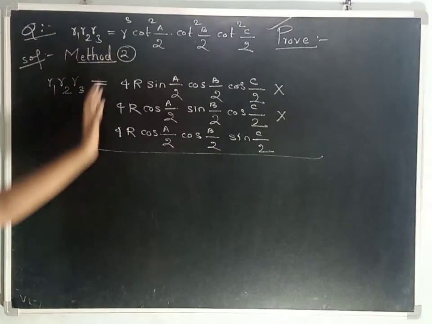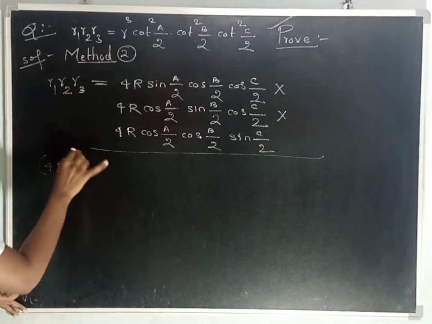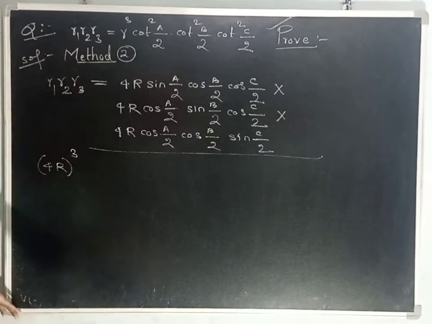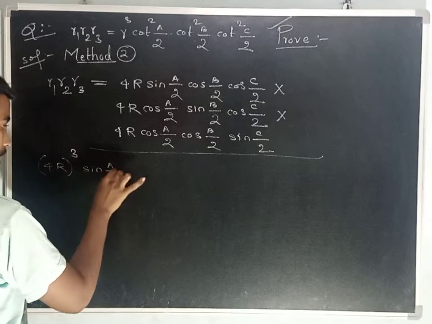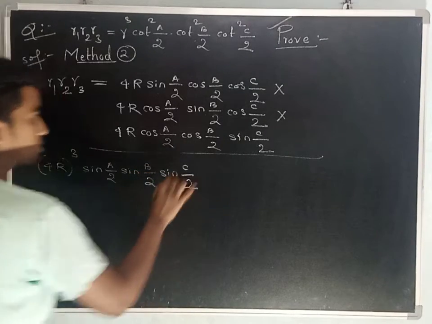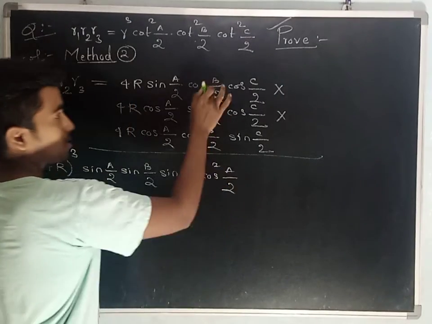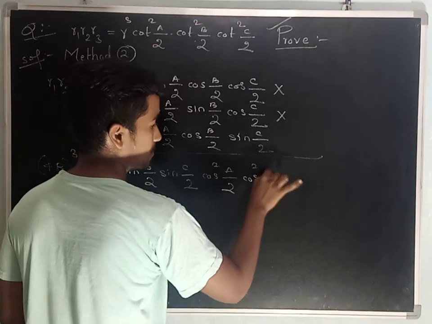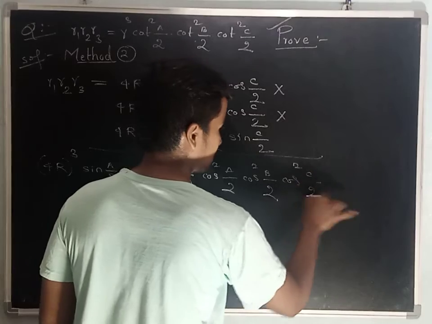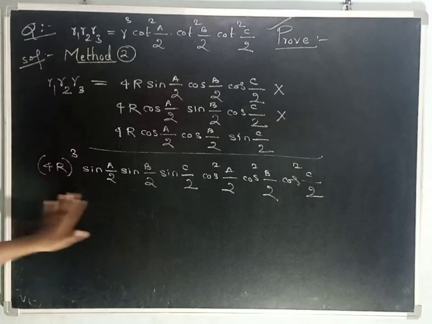Finally, I am going to multiply all these terms. Okay, 4R, 4R, 4R. 4R whole cube into sin A by 2, sin B by 2, sin C by 2 into cos A by 2, cos A by 2, cos square A by 2, cos B by 2, cos B by 2, cos square B by 2 into cos C by 2, cos C by 2, cos square C by 2. Okay, multiplying all this, finally we have got like this.